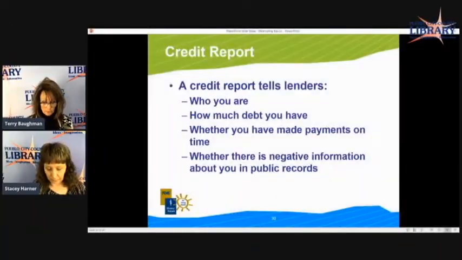Number 4 is your assets and liabilities. This is where it's going to get more detailed, so we can break down if you have car loans, credit cards, that type of stuff. This is capital and collateral. So next on the credit report, we're going to talk a little bit more in detail about that. And so a credit report tells the lender a lot of information: who you are, how much debt you might have, whether you've made your payments on time, and whether there is negative information about you in public records.